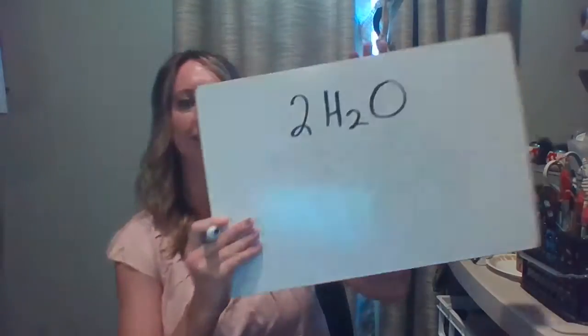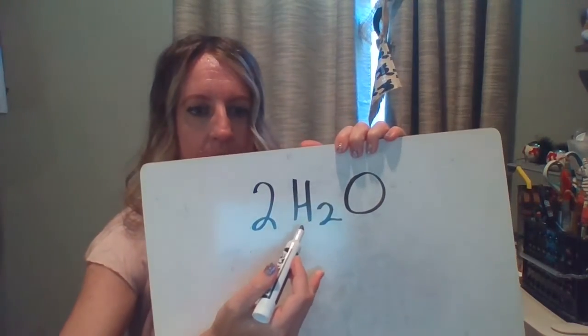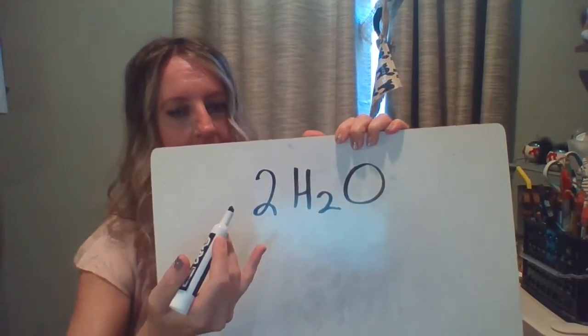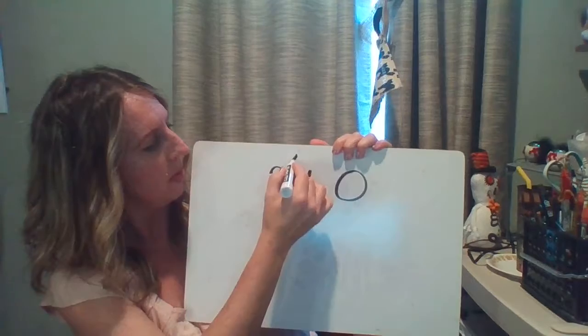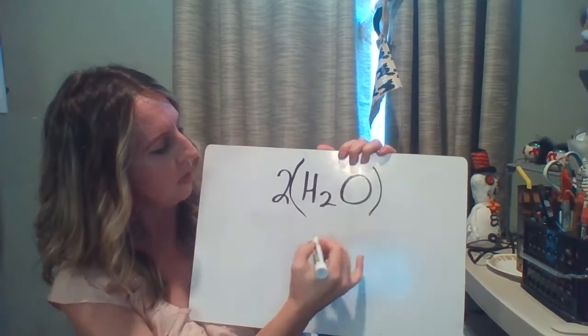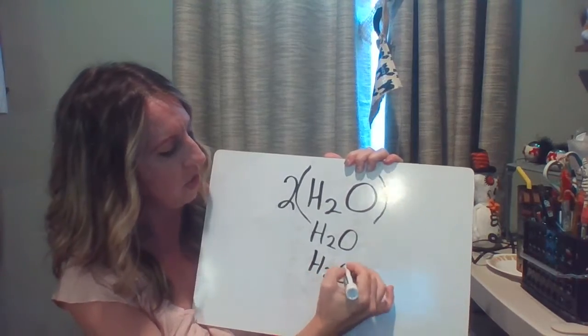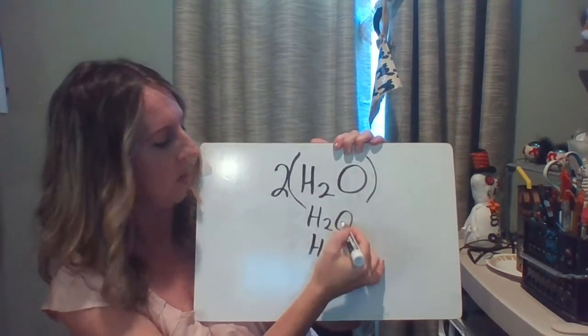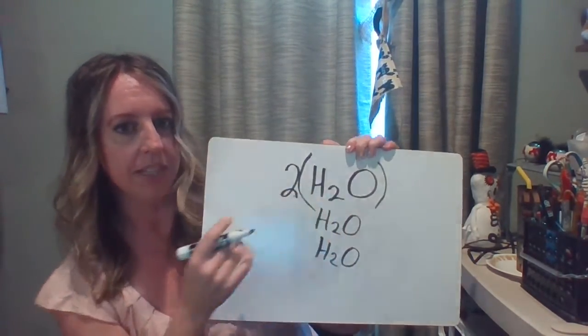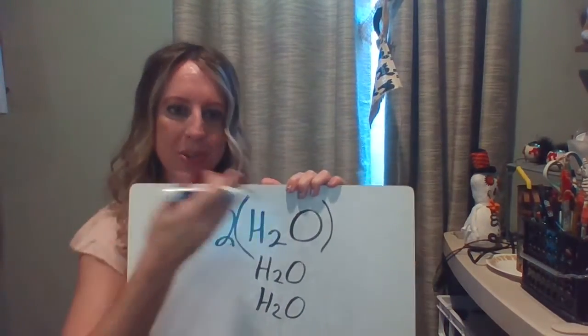Lastly, what if you do see a big number written down? Let's say I have water again, H2O, but you now see a big number written in front. What does that mean? It's kind of like in math. You're going to draw parentheses. So what this means is I have 2 molecules of water. So I have an H2O and an H2O. So I have 1, 2, and that's what the 2 represents in the front. It means how many molecules do I have total?